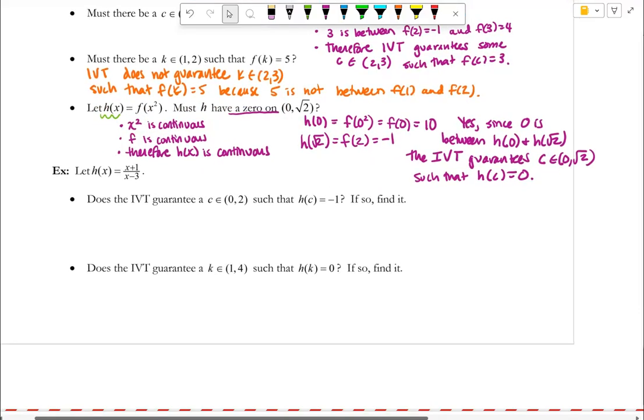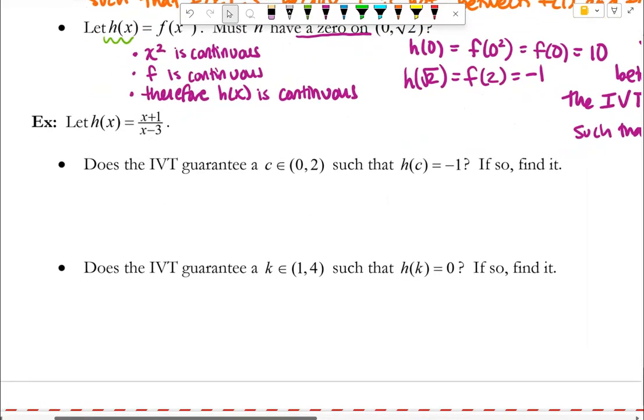All right, finally, this last example, we're given h of x. Does the IVT guarantee a c between 0 and 2 such that h of c is -1? If so, find it. And then beneath that, the same question with a different interval and a different output. So again, going back to this hypothesis, we could save ourselves so much time if we first check the continuity. So where is the only place h of x would not be continuous? The only possible candidate for a discontinuity?